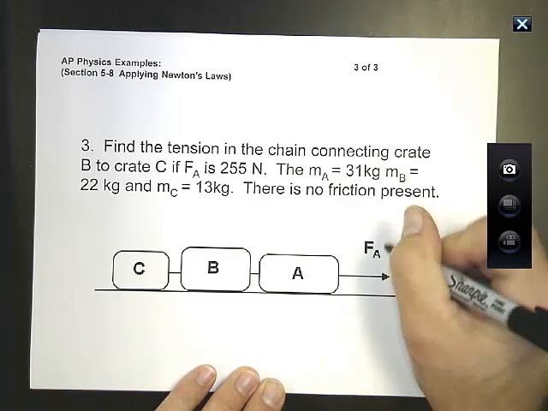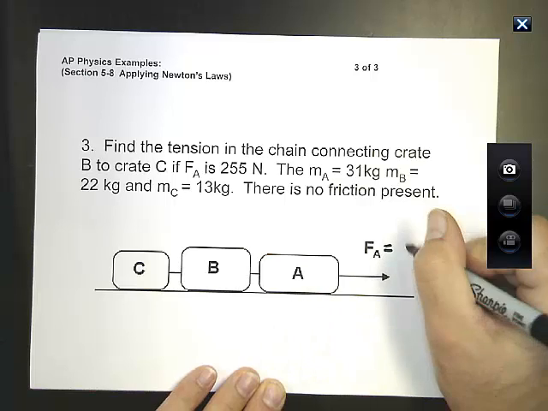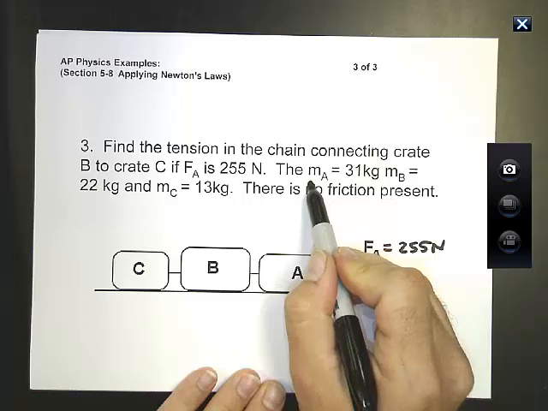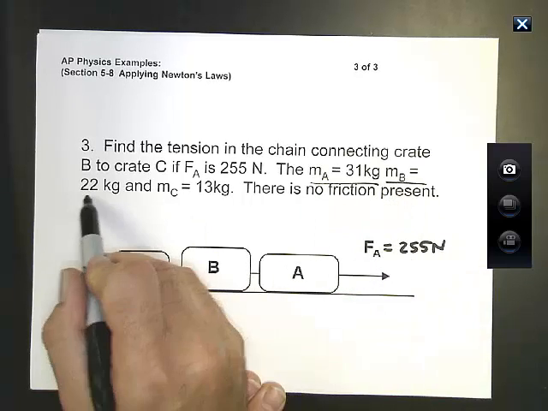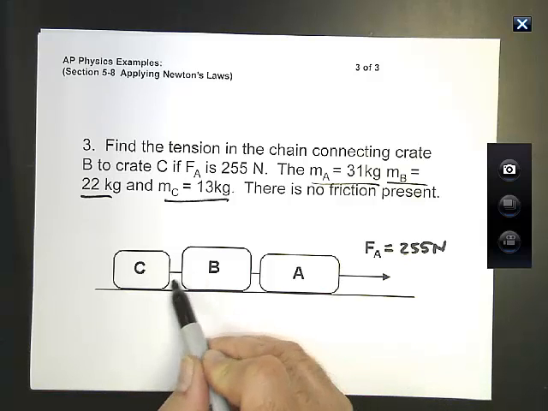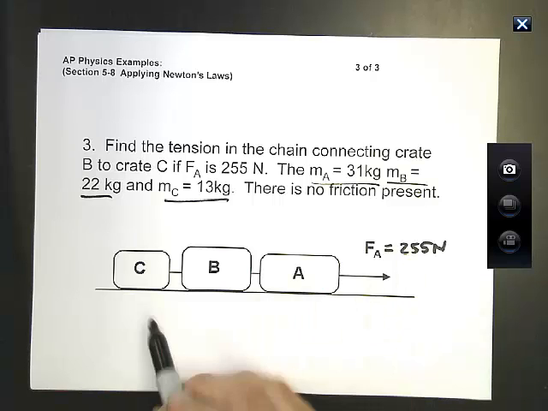The force on block A is given as 255 newtons. They give us the mass of A, the mass of B, and the mass of C, and say there's no friction present. What they want is the tension in this little piece of cable, or chain, right there.